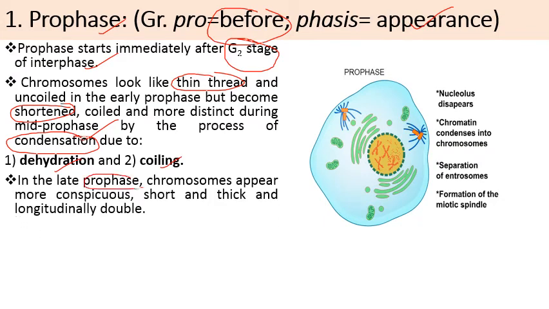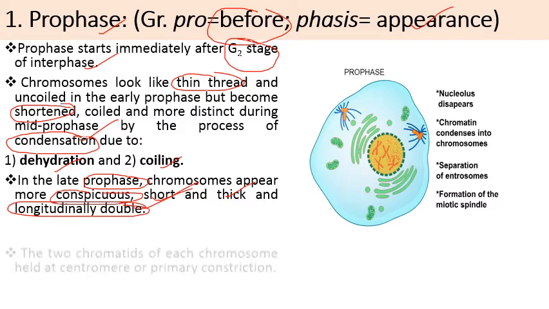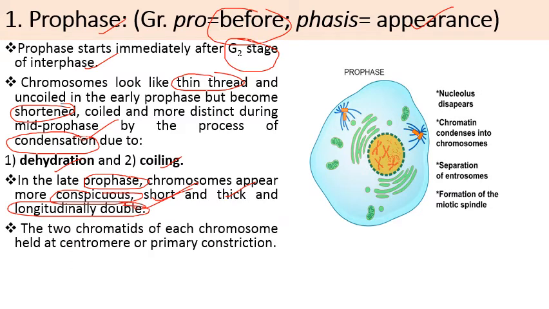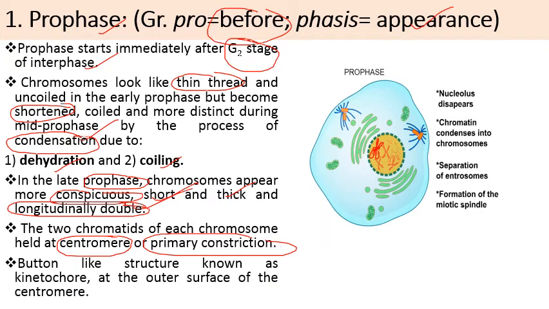In the late prophase, chromosomes appear more conspicuous, short, thick, and longitudinally double. So in late prophase we can see the chromosomes. The two chromatids of each chromosome are held at a point known as centromere or primary constriction. Outside the centromere there is a button-like structure known as kinetochore, at the outer surface of the centromere, and it helps in binding with spindle fibers. Spindle fibers attach here to the kinetochore.